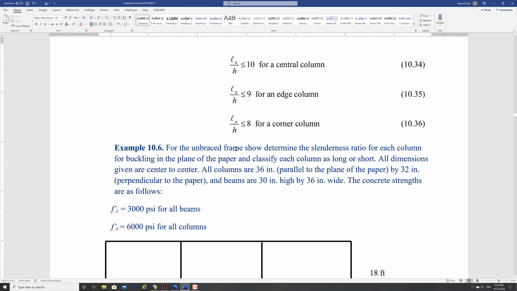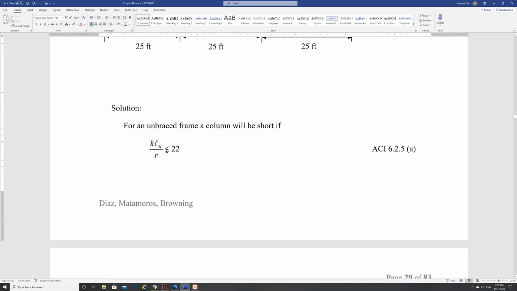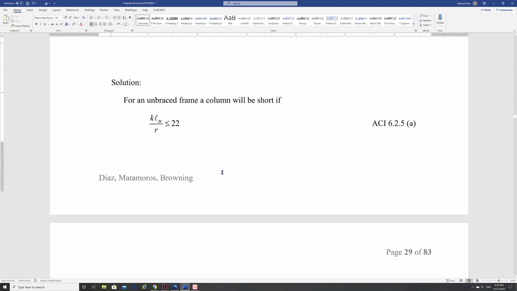So this one is unbraced. They're telling us here unbraced. Okay. So they already did that for us, so we don't have to do that first, right? Otherwise, you have to first do the calculation for unbraced or braced. But in this case, they're telling us it's unbraced. If it's unbraced, the limit is this. Only one limit. Okay. All right.